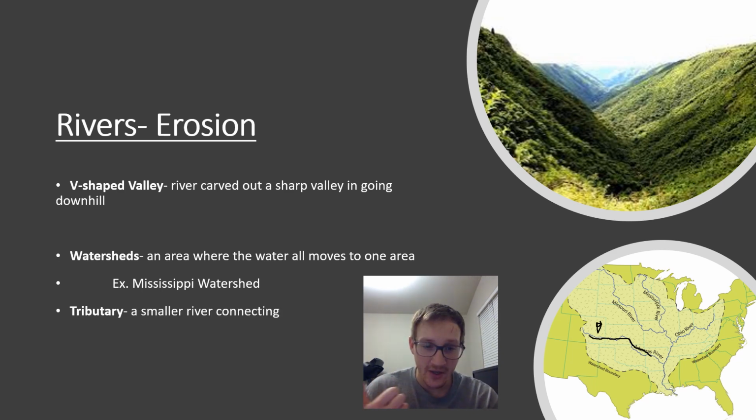Okay, a tributary is a smaller river that is connected to a bigger river. And you can just keep going down the line. So the Arkansas River is a tributary of the Mississippi River, and then there's tributaries to the Arkansas River and probably tributaries to those rivers too. But anytime you mention a tributary, it just means a smaller river that is connected to a bigger river.